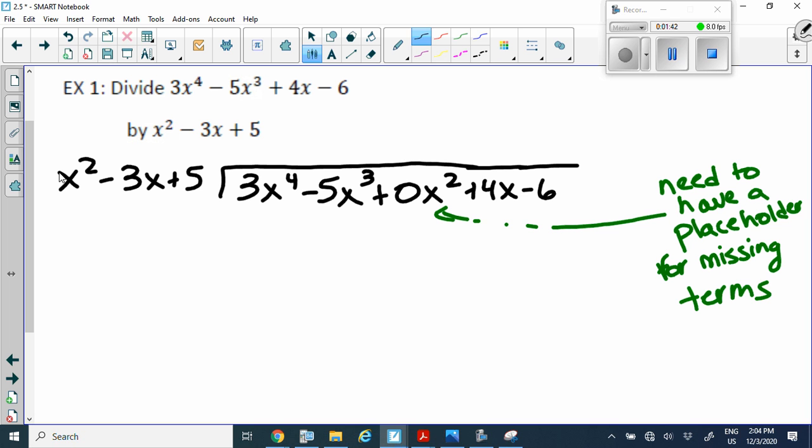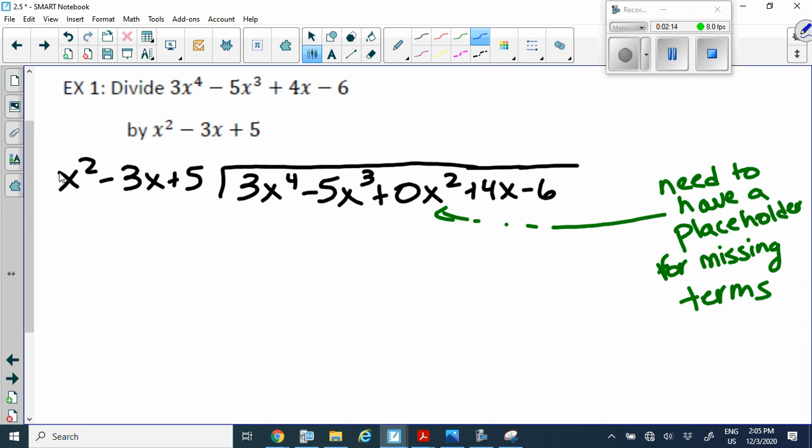Okay, so now we're going to use the same process as we did when we did it with the numbers, okay? Now this is going to be a little bit different, because we always thought 3 times what gave us our number. That's actually what you're going to be doing, but now just with variables. So we always want to match the first term. So in this case, we have to match the 3x to the 4th. We got to match the coefficient, and we got to match the exponent. So when we think about it, x squared times what gives us 3x to the 4th.